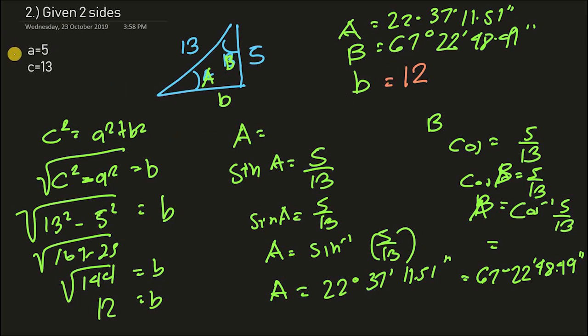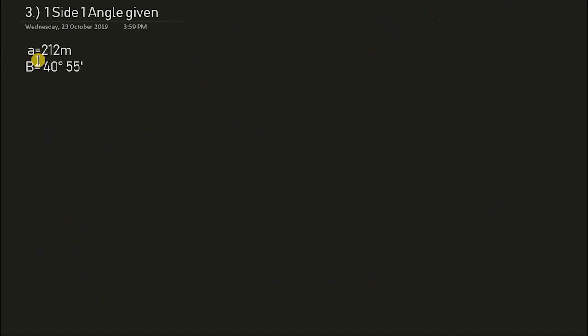Okay, so that's it, guys. Here are some more practice problems for you. When A is 212 and B, let's say that this is angle B and B is equal to 40 degrees and 55 minutes. We are tasked to find B. This is angle C and angle A.